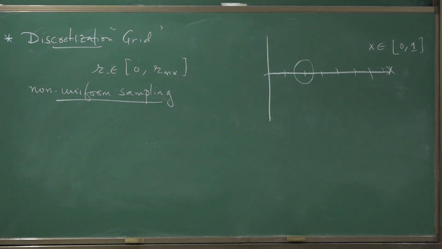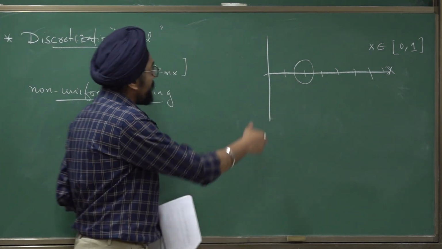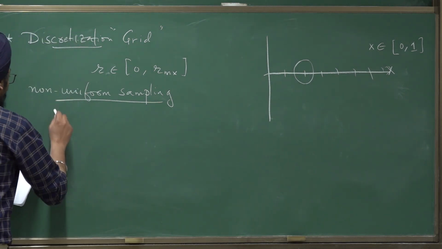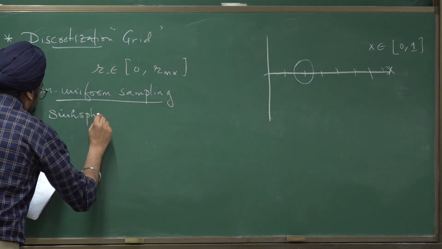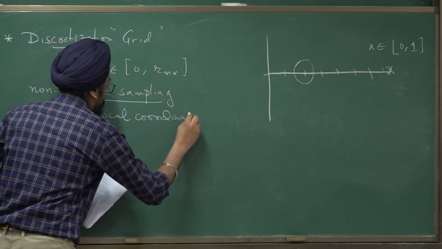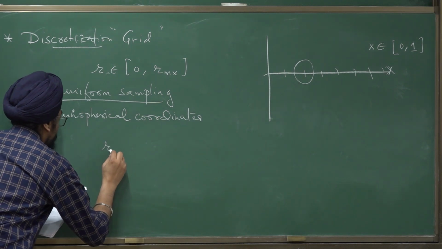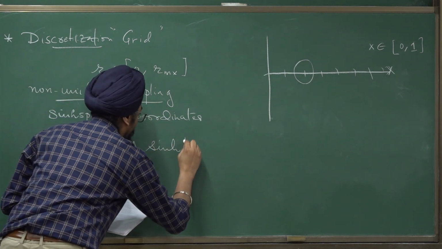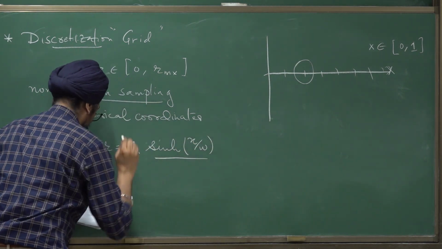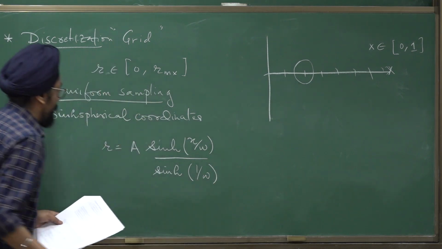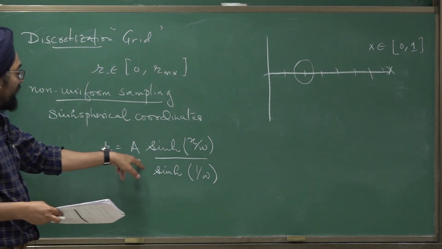So how do you do that? You basically first sample uniformly and then take a nonlinear function of x, and that will give you a non-uniform sampling. An example of that which is usually used is what are called the sinh spherical coordinates, which are defined as r is equal to A sinh(x/w) divided by sinh(1/w). So you have two parameters here, capital A and w.